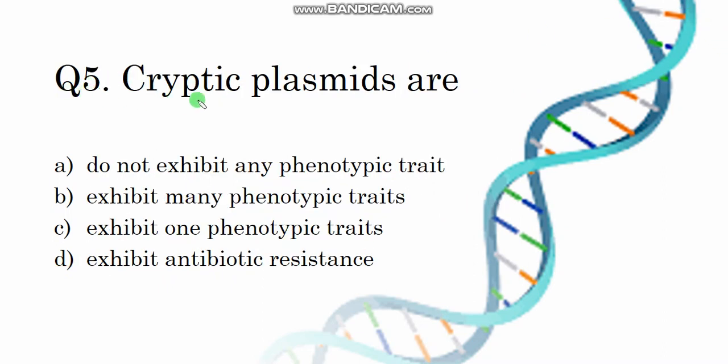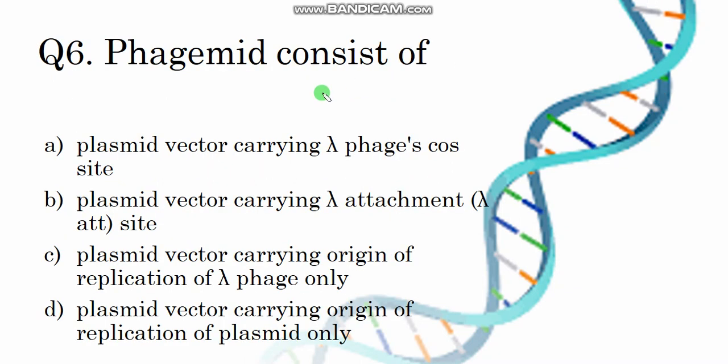Question number 5. Cryptic plasmids: option A, do not exhibit any phenotypic trait; option B, exhibit many phenotypic traits; option C, exhibit one phenotypic trait; option D, exhibit antibiotic resistance. And here the correct answer is cryptic plasmids do not exhibit any phenotypic trait.